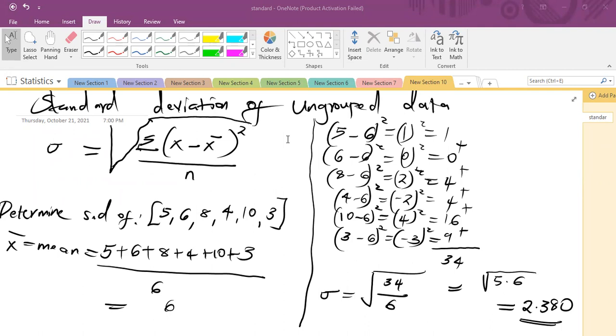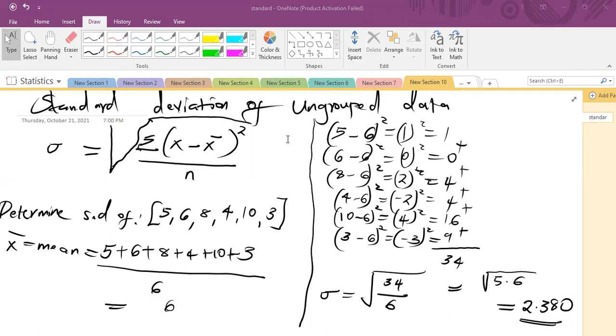After getting the value for the mean, I'm going to take each data point and subtract the mean. So you see 5 minus 6, the next data point is 6, 6 minus 6, the next data point is 8, and so on. Subtract all this and square them. Are we together? Then sum it all up. So add them all up. That's what I have done. And adding all this up, we get 34.